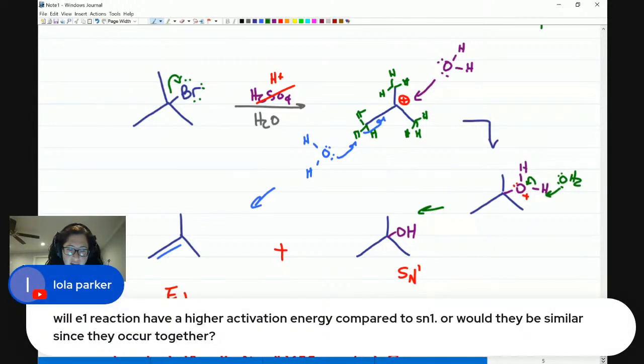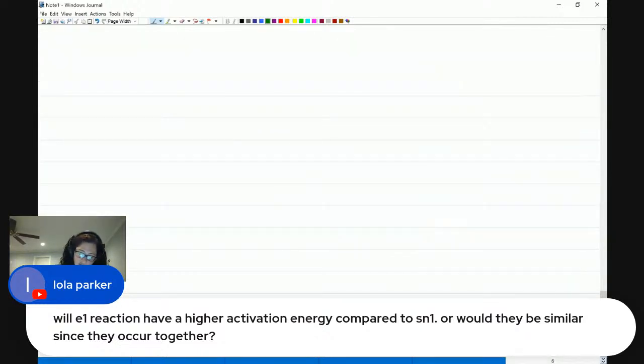Will the E1 reaction have a higher activation energy compared to SN1? Yes, very similar to what we looked at in the SN2 and E2 session. I am going to make up the numbers here because I don't know them, but I'll show you the general relationship between them. What we're looking at here is an energy diagram taking place over time. If I start with a molecule, my alkyl halide, it has some kind of energy at this level.